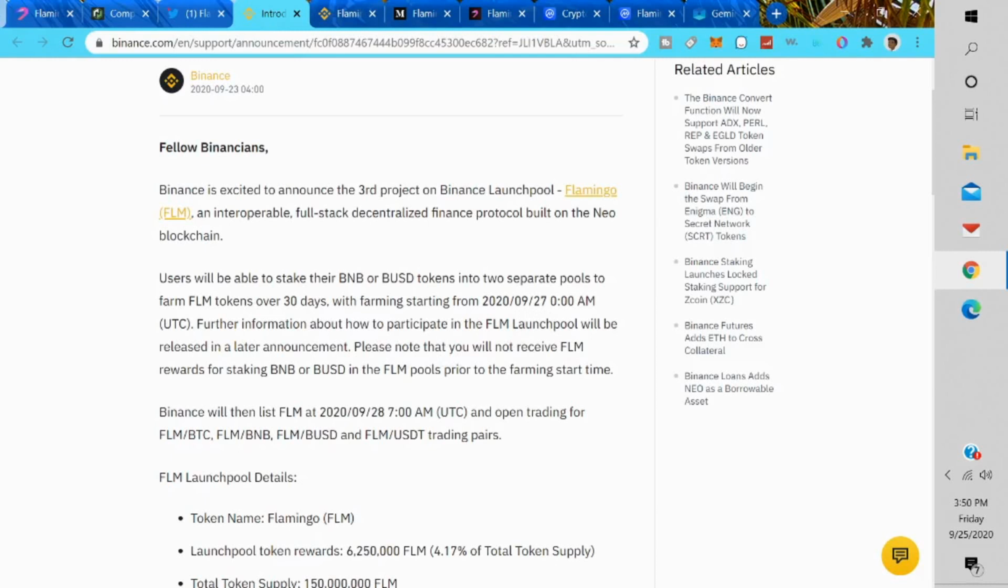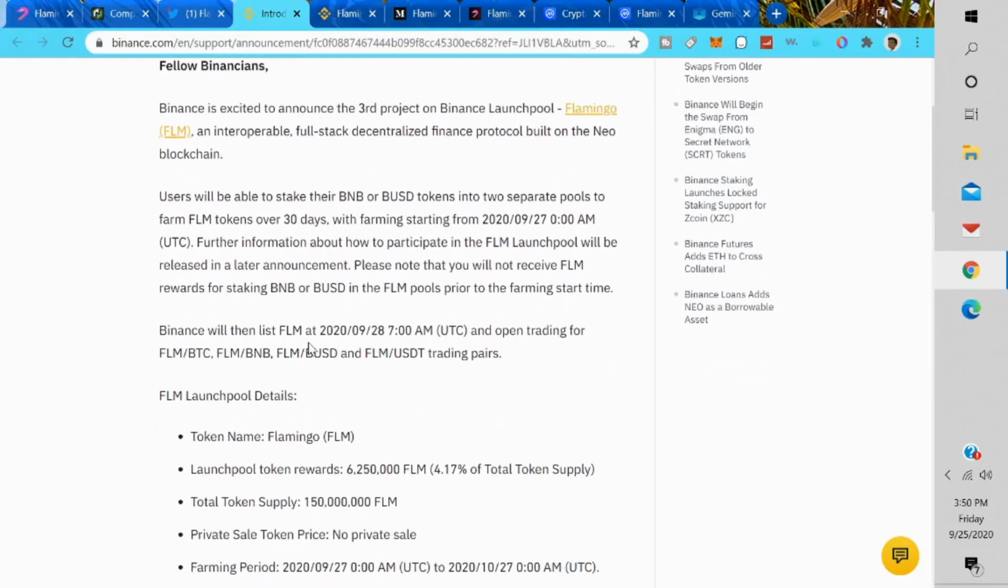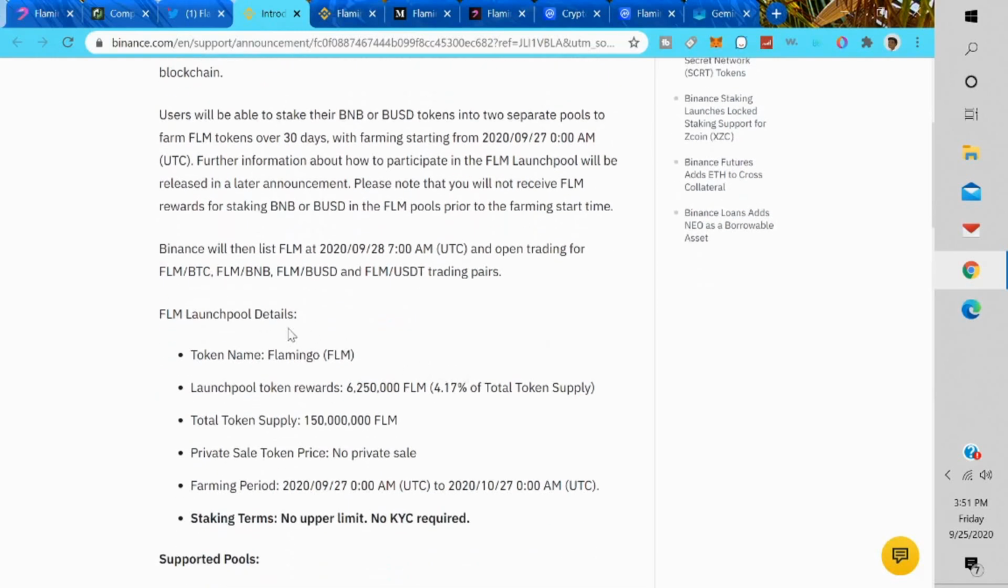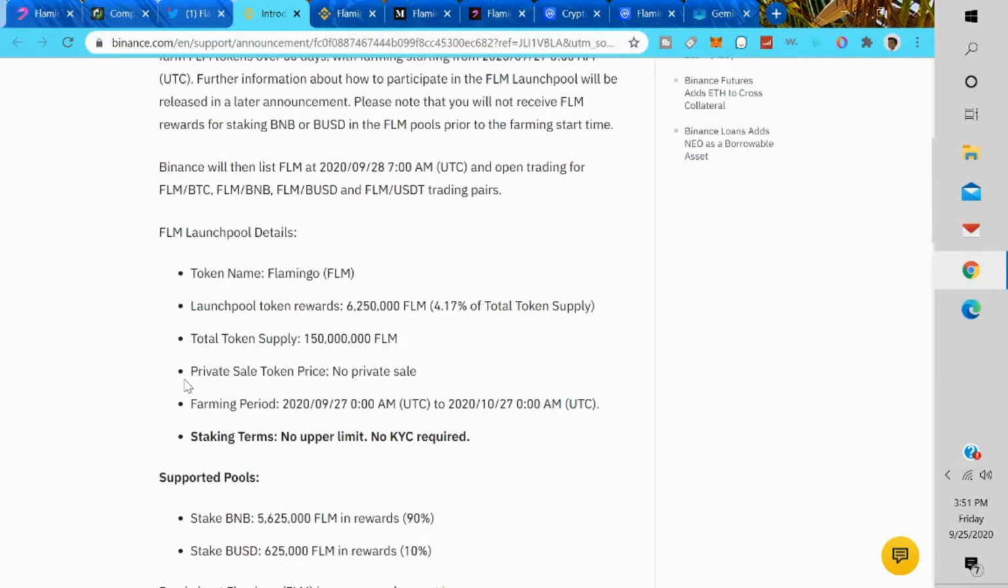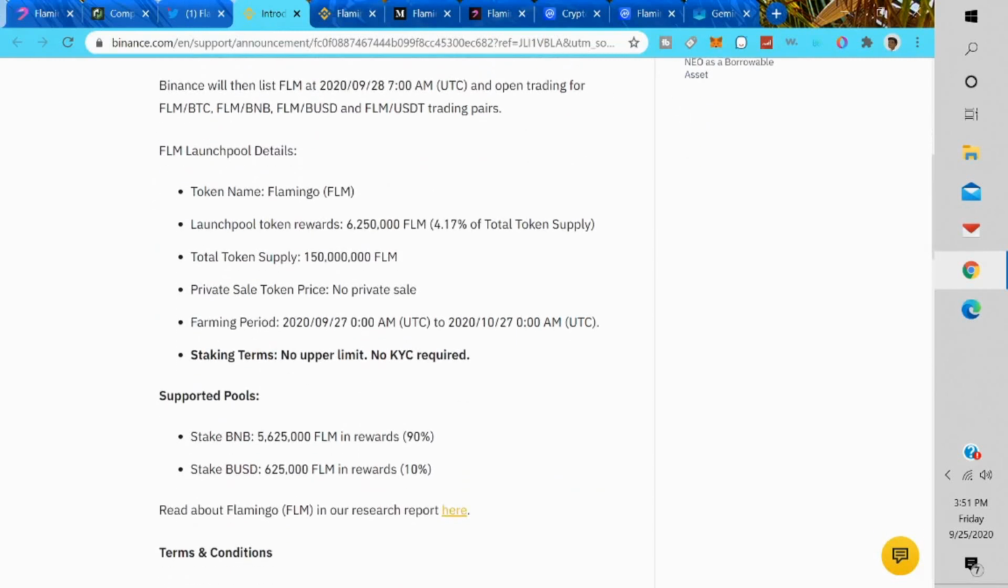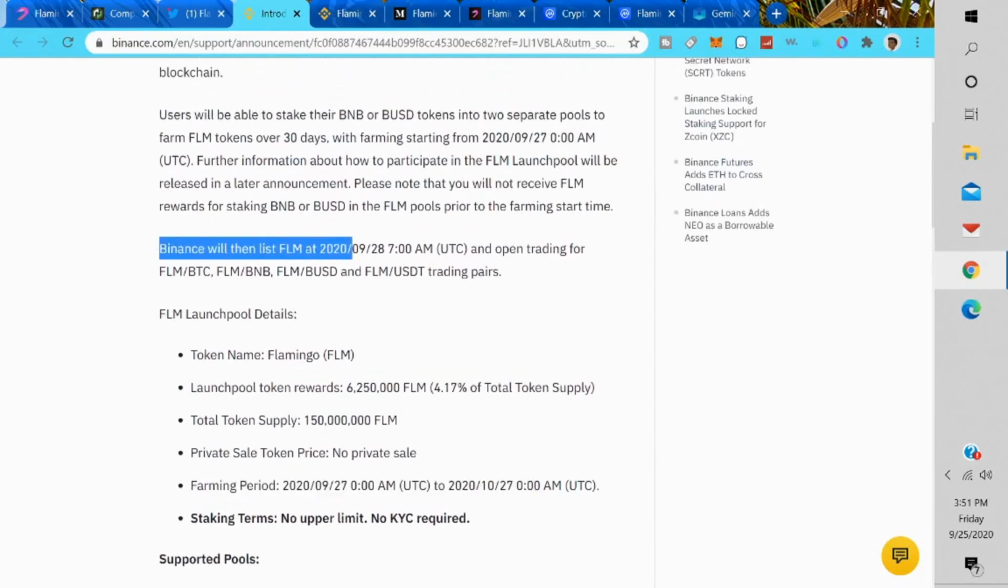Please note that you will not receive FLM rewards for staking BNB or BUSD in the FLM pools prior to the farming start time. Binance will then list FLM at 9/28/2020 and open trading for FLM BTC, FLM BNB, FLM BUSD, and FLM USDT trading pairs. Launch Pool details, so all of that is there. So they're going to have a farming period from 9/27/2020 to 10/27/2020, but they're also going to list the token 9/28/2020 at 7 a.m.